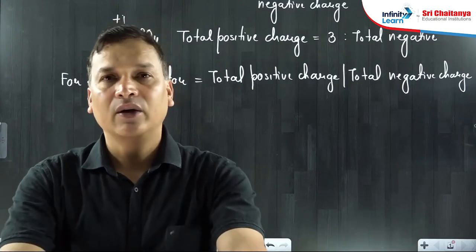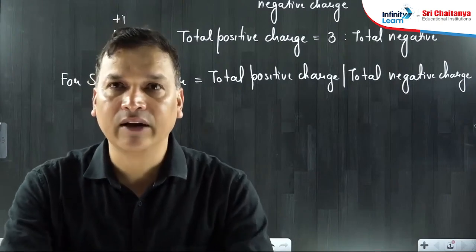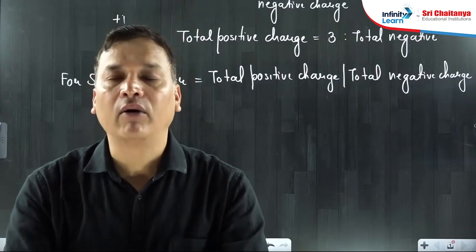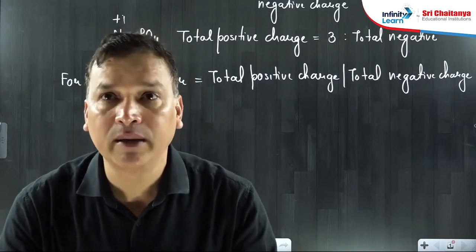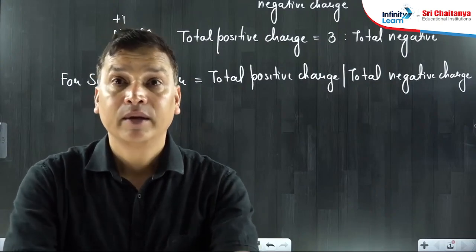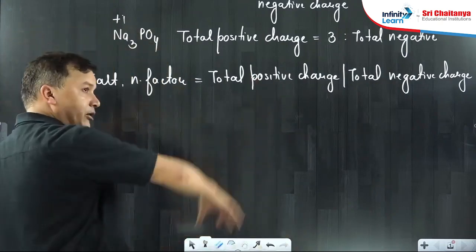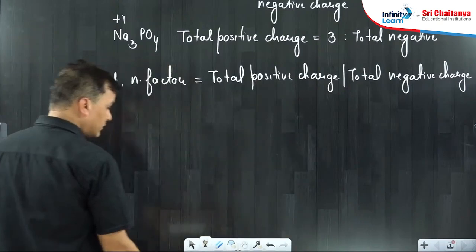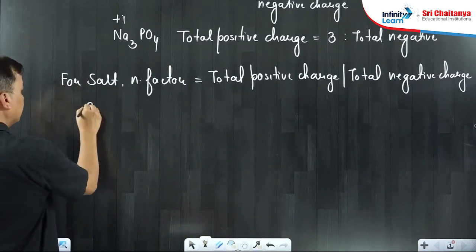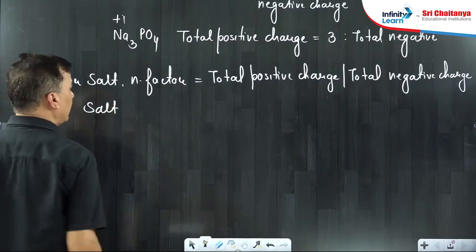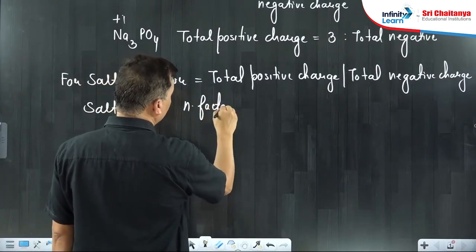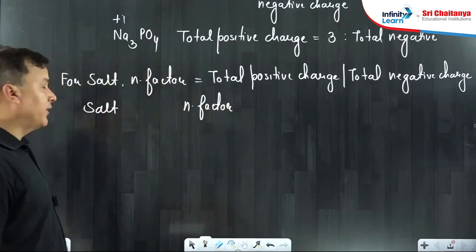So, are you understanding why we are calculating this n factor? We calculate the n factor in order to find the number of gram equivalents, and from the number of gram equivalents we will find normality. Am I clear? So let us come to the topic. Dear, I am asking you here. Here I am writing some salts and their respective n factors.